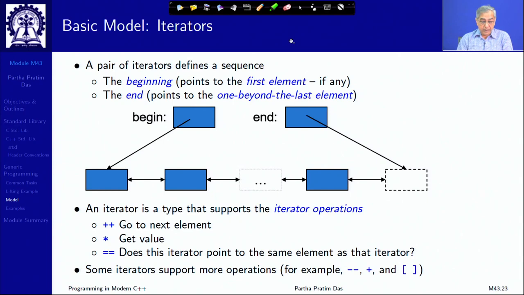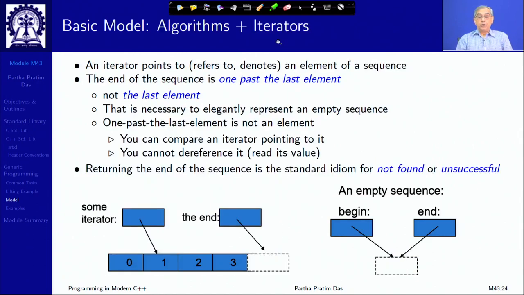So, this is the basic model that is used. This is the better diagram of the iterator that I was drawing earlier. It is typically the initial is called begin, one past the last element is called end, and there are 3 operators: plus plus to go to the next element, star to get the value, and equality to check if 2 iterator values are equal or not. So, algorithms can now be written just thinking of the iterators.